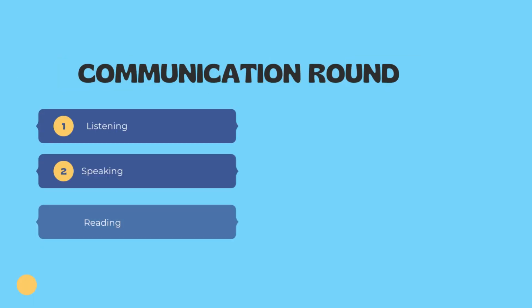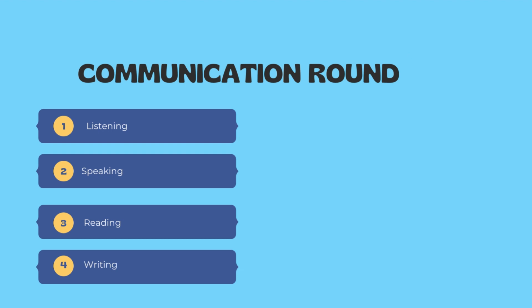Next is the communication round. In this round, they test listening, speaking, reading, and writing. This section is somewhat harder than the written test, in the sense that it depends completely on the AI or proctoring system they are using. No human will listen to the conversation and there is no human interaction in this round. It is completely between you and the system.